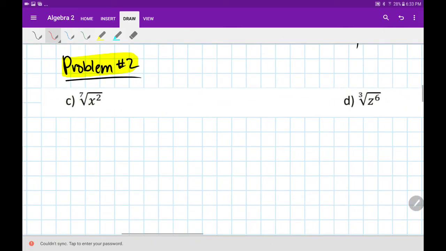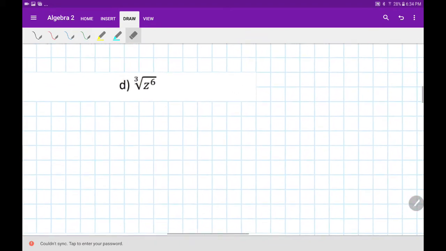Okay, let's go to problem number 2. So problem number 2 is just kind of going backwards. They're giving us a radical and they want us to rewrite it as a fraction exponent. Well, we know that our power is 2, so that is our numerator. And then the 7 is our root, meaning it must have come from the denominator. So remember, the root goes into the denominator. The power stays up top. That's the answer.